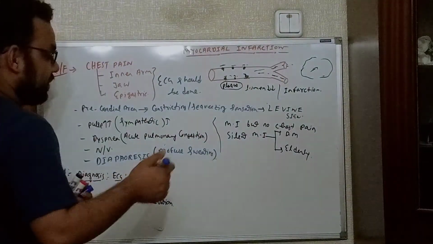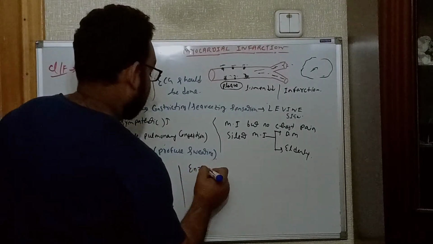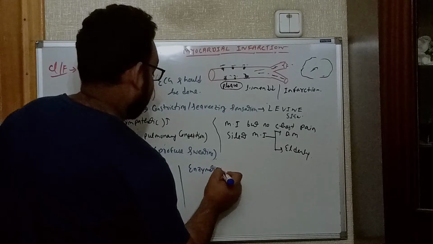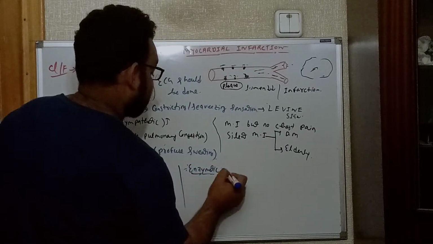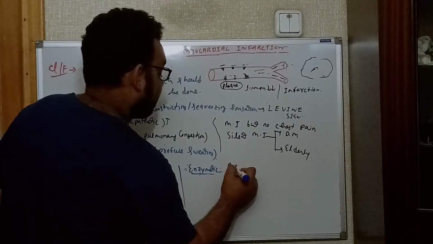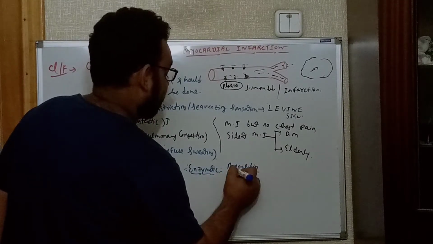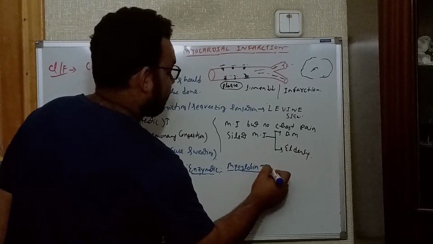So as far as the enzymatic findings are concerned, whatever we can see within the enzymatic findings, the first thing that will come over here is the myoglobin. Myoglobin will be elevated.